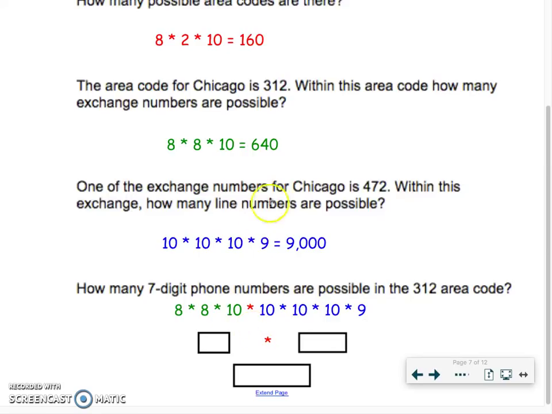And so really all we have to do is take our two answers. We can just take 640 times 9,000, and we'll find out that we actually have 5,760,000 different phone numbers we can create within the 312 area code.